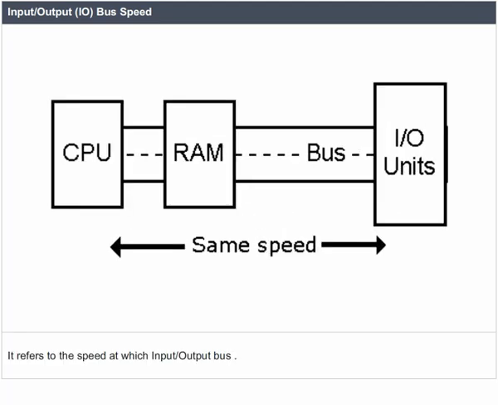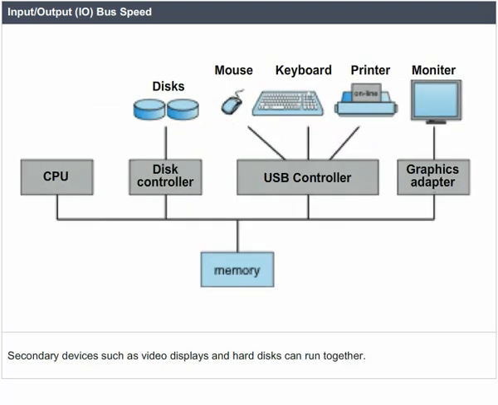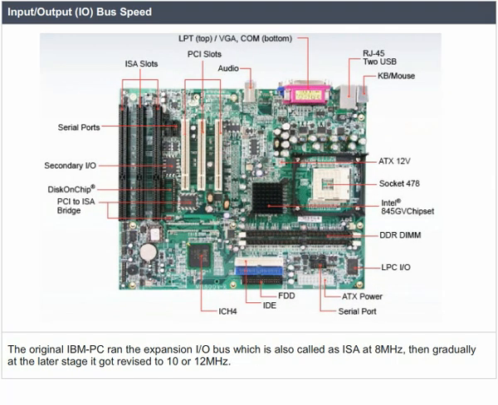Input-output bus speed refers to the speed at which the input-output bus and secondary devices such as video displays and hard disks can run together. The original IBM PC ran the expansion I/O bus, also called ISA, at 8 MHz. Then gradually, at later stages, it got revised to 10 or 12 MHz.